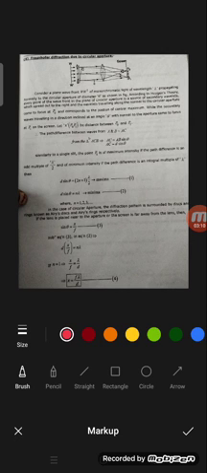Now when we compare the maximum intensity with the path difference, if the intensity is maximum, the path difference will be (2n plus 1) into lambda by 2, that is, odd multiples of lambda by 2. If the intensity is a minimum, the path difference is an integral multiple of lambda, that is n lambda, where n is equal to 1, 2, 3 and so on.